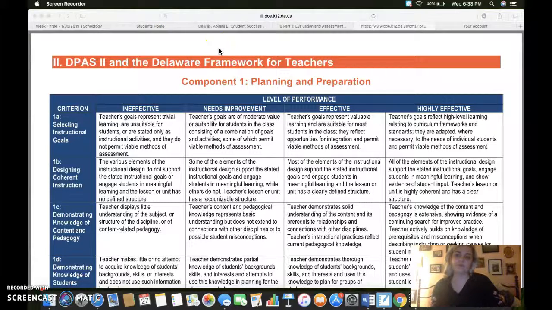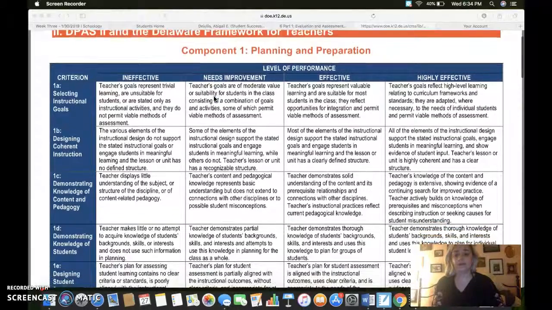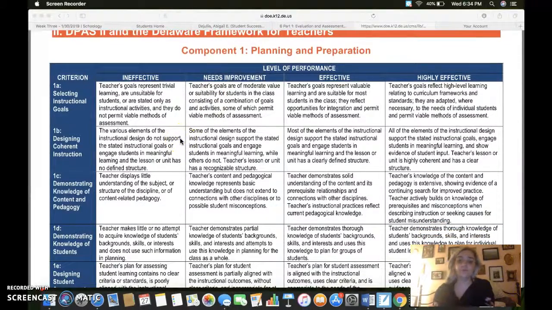DPAS-2 is a tool that we use as teachers to grade ourselves on our effectiveness in the classroom. For example, planning and preparation, it's graded on a 4-point scale. Well, I guess that's not points, 4-column scale. Ineffective, needs improvement, effective, highly effective.